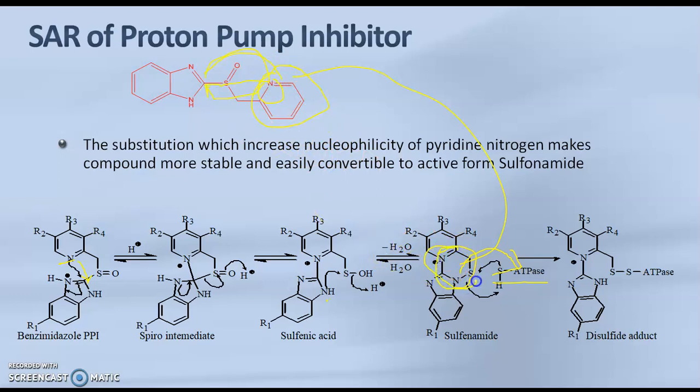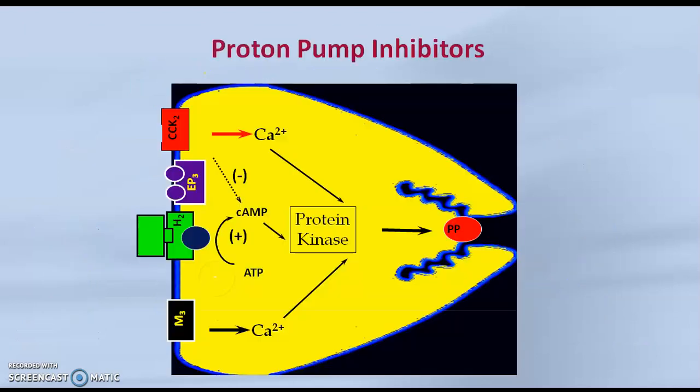formation of this ring. This ring structure is called sulfenamide. If there is no sulfenamide, it will not bind with the proton pump. So this is the mode of action and SAR of this class.